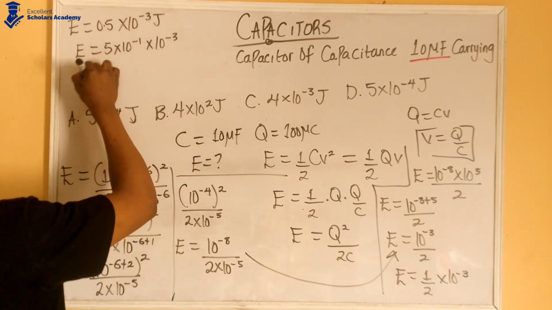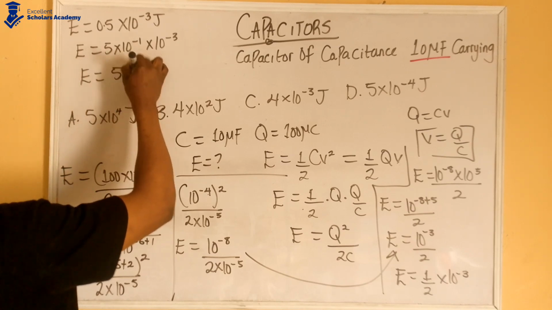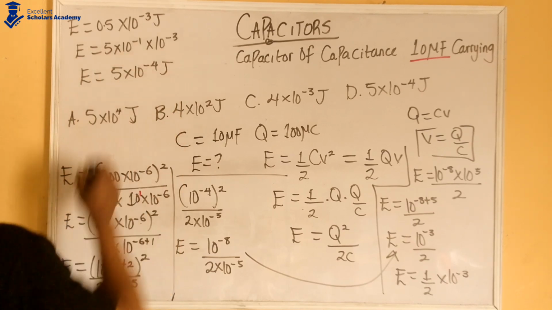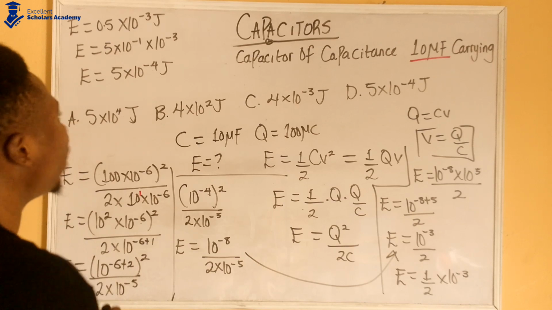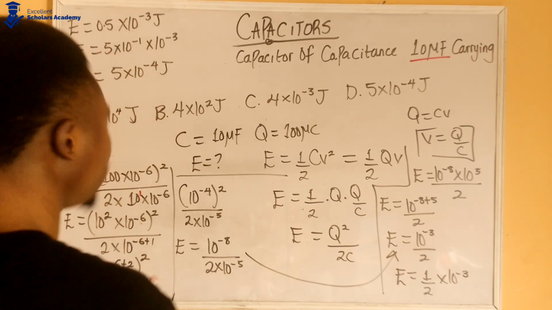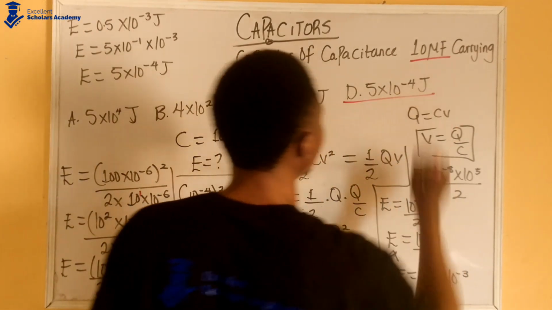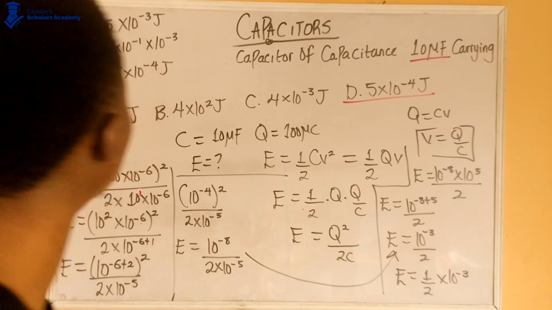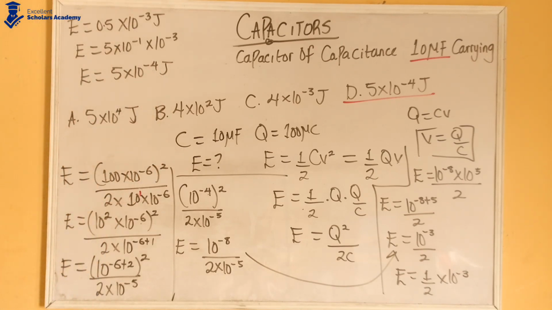Bring this and this together. That means we're going to add the powers. It becomes 5 times 10 to the power of minus 4 joules. So this is going to be our answer, 5 times 10 to the power of minus 4, which is option D. So that's the correct answer to our question. 5 times 10 to the power of minus 4 joules.